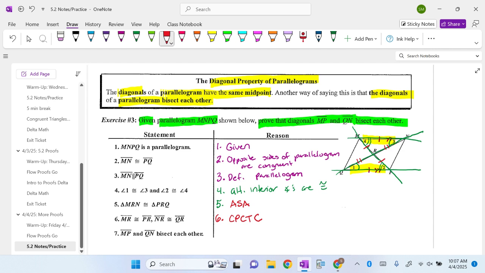Thus, MP and QN bisect each other. Why? Isn't that just the definition of a segment bisector? That's what I would say. If you have two sides that are congruent, that means it cuts it in half. So that's just the definition of a segment bisector.